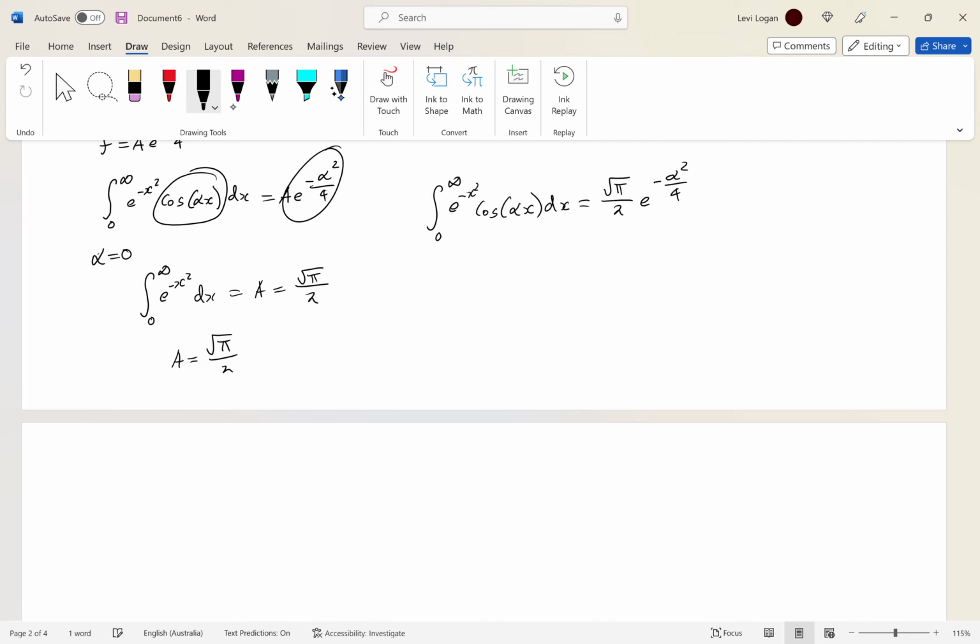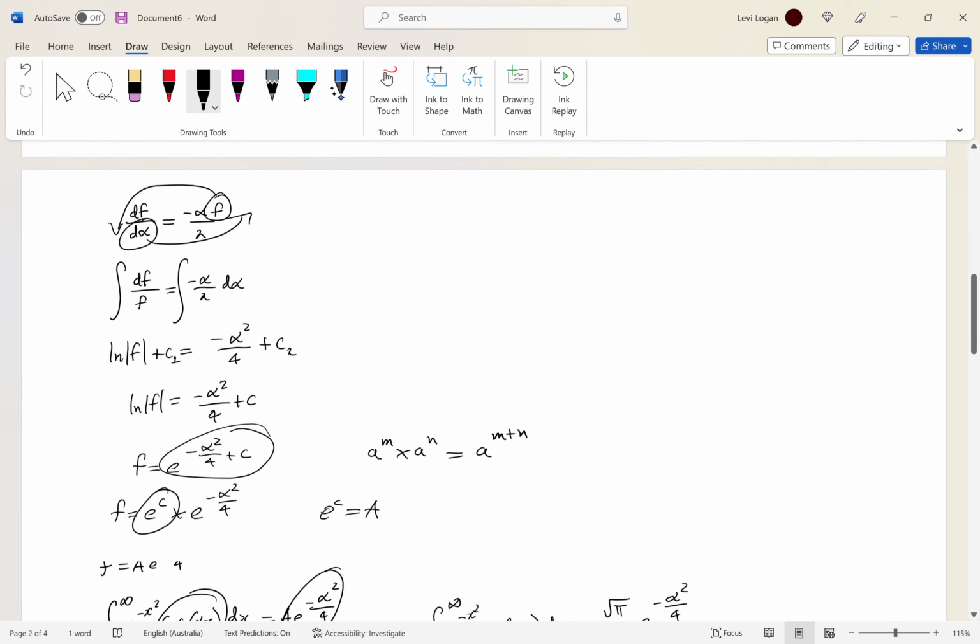Now our original integral had a 5 instead of alpha. So all we're going to do to evaluate our integral is replace the alpha with a 5. So we have 5 squared over 4. Therefore this whole thing is square root of pi over 2 e to the negative 25 over 4. And that is our integral solved.